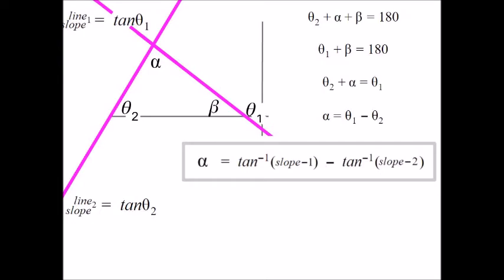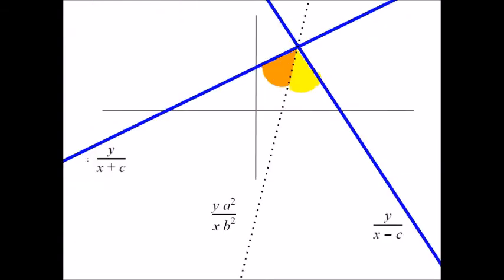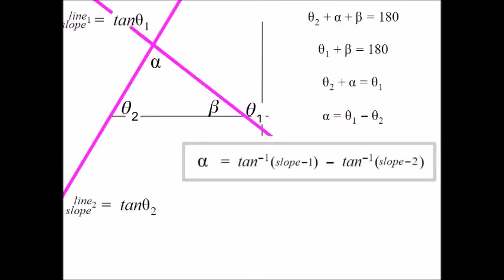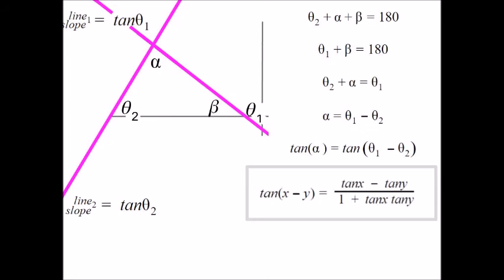And if I knew what slope 1 and slope 2 were, then I could use this equation and be happy, but I don't really know values for slope 1 and slope 2. Instead, I know equations. I can find equations for slope 1 and slope 2. There they are. Yeah, those. So what am I going to do? I'm going to hold off on finding alpha this way and do that instead.